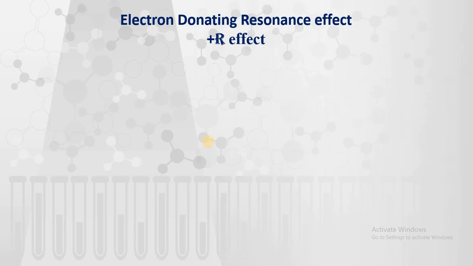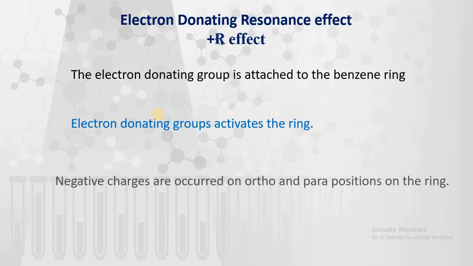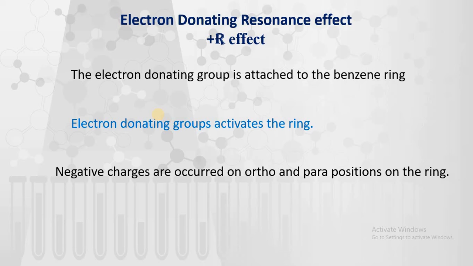So again, electron donating resonance effect, that is plus R effect. Here the benzene ring is attached to an electron donating group, that we can say as EDG. Then the electron donating group activates the ring. Then negative charges occur on the ortho and para positions on the ring. So these are very important things to be remembered.